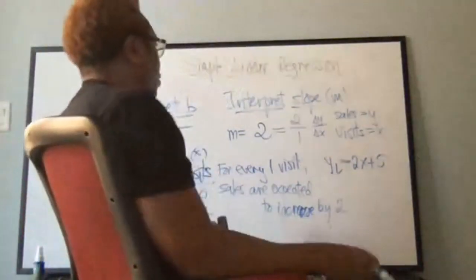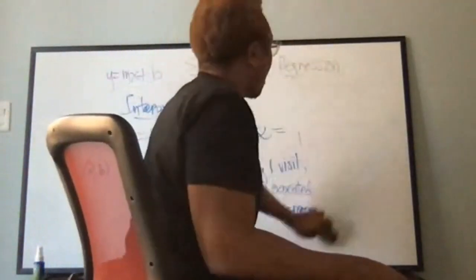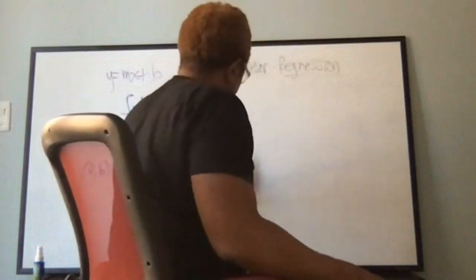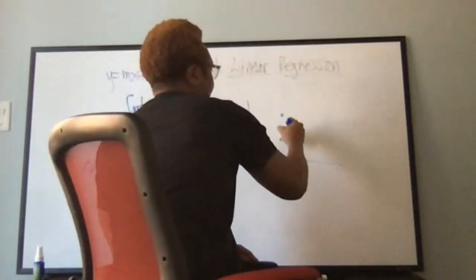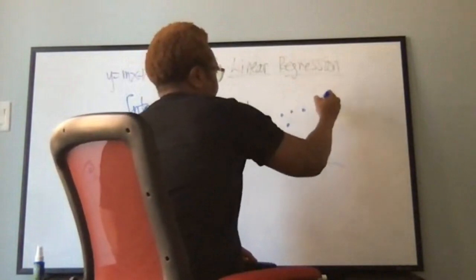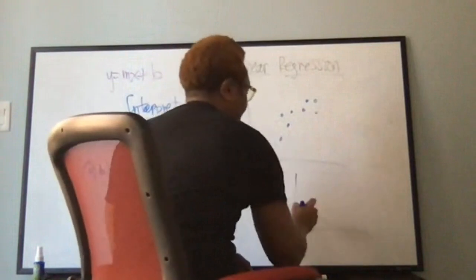Then we talked about correlation. You guys remember correlation, which is r? This gives a sense of, if I give you a scatter plot, something like this, or if I give you one that looks like this.